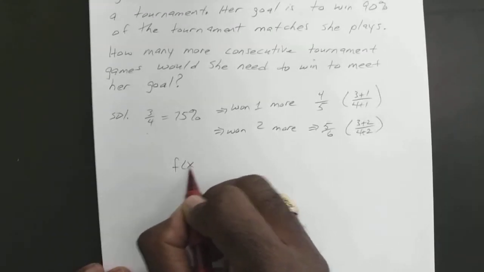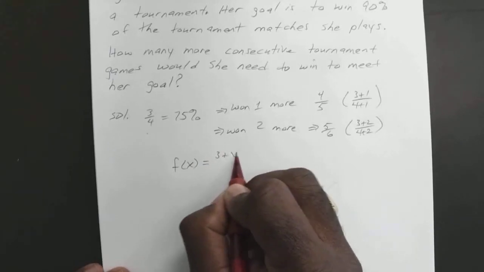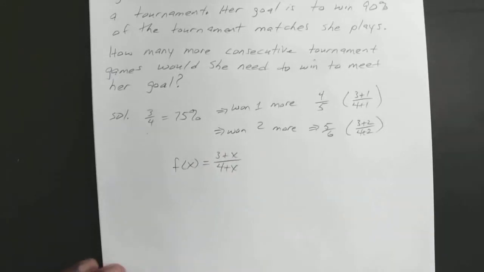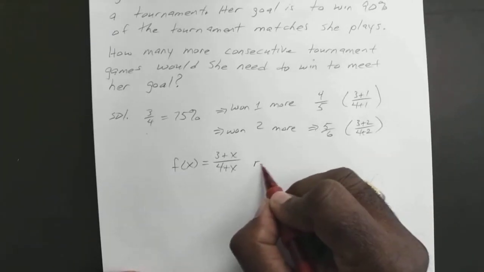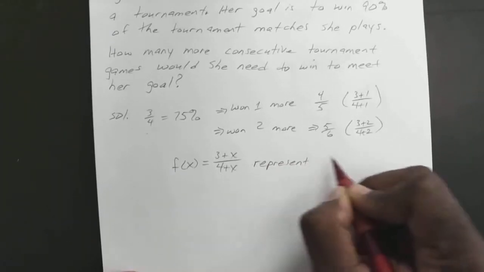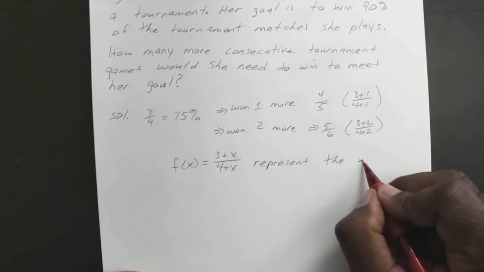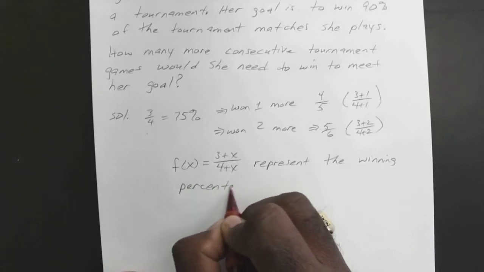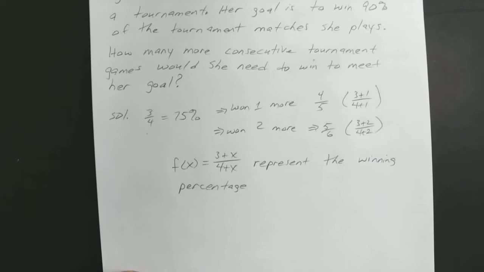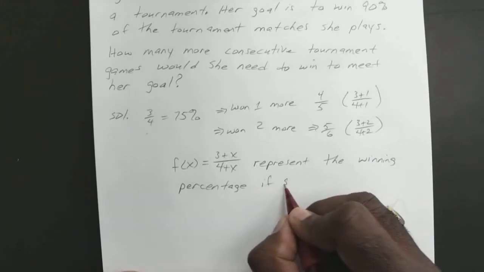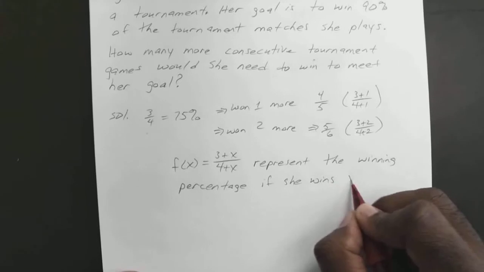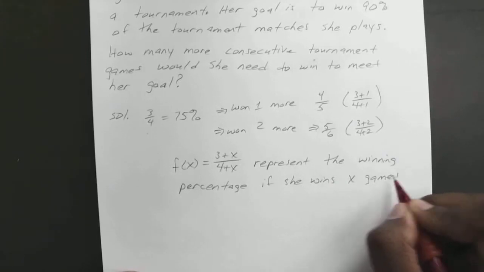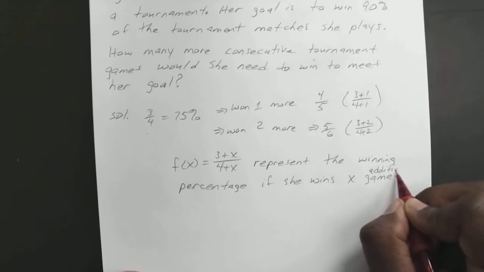So we know, let's say f of x would equal 3 plus x over 4 plus x, where x would represent her winning x number of additional games. Okay, so this represents the winning percentage if she wins x number of games, or you can say additional games.